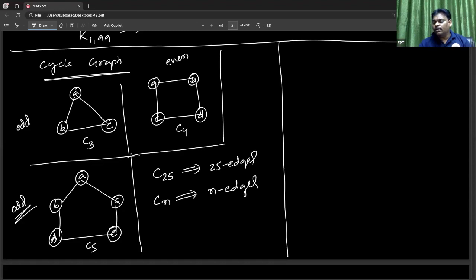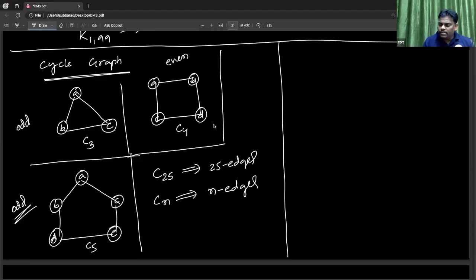Listen, if an odd length cycle is not there, it is bipartite. Indirectly or directly, the meaning is the same. But here, see, it is an odd length cycle, so it is not bipartite. If you want, you can check: within M there is an edge, or within N there is an edge. Some problem will come. Okay, fine.